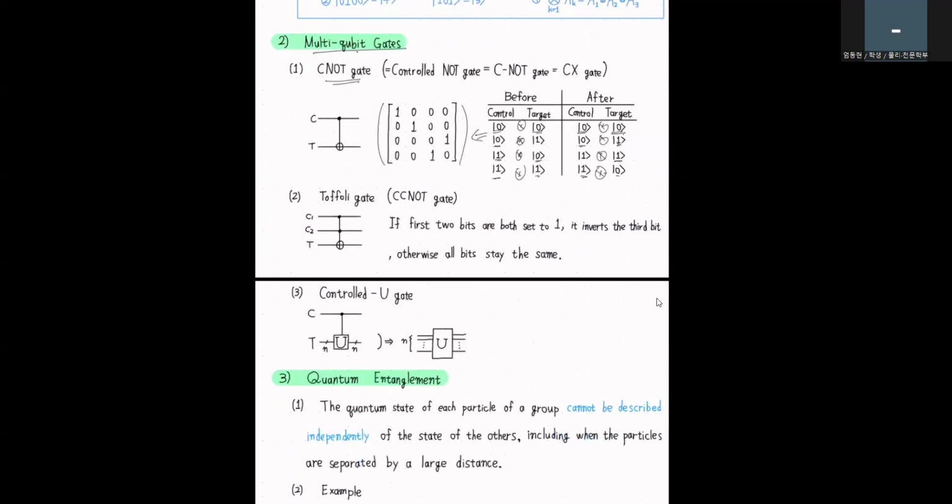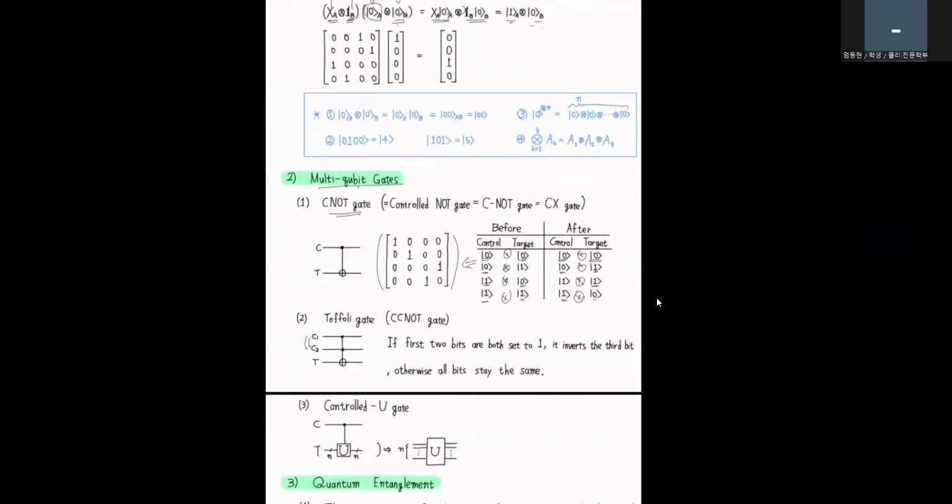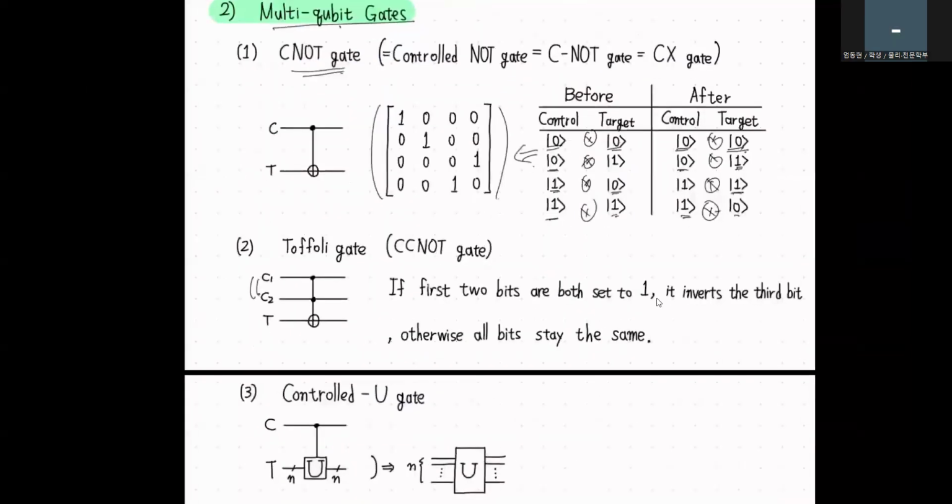So the Toffoli gate is basically a higher dimensional CNOT gate. This time we have 2 control qubits, and the target qubit only has a NOT gate applied to it if the 2 control qubits are both in the state 1. And you can keep going on and on.